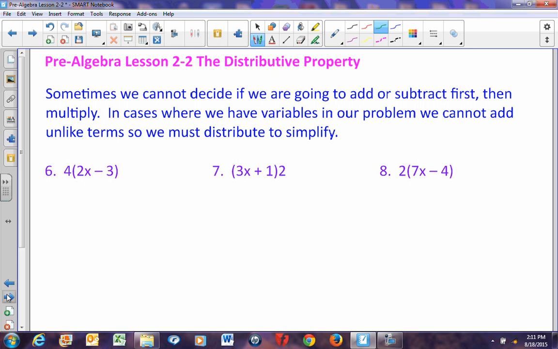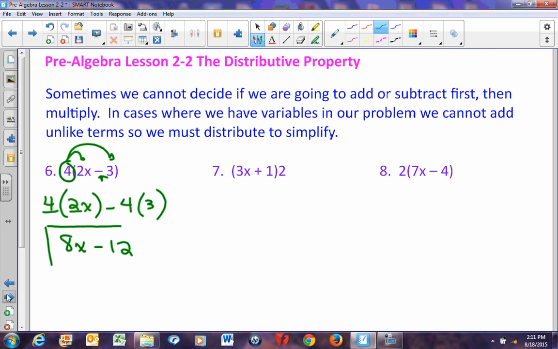Since they're not like terms, I can't subtract these, so I have to take this 4 and distribute it to everything within the parentheses. So that means 4 times 2x, keep this symbol, minus 4 times 3. That's exactly what this means. Right? So I'm simply going to multiply these together. 4 times 2 is 8, tack on my little x. 4 times 3 is 12. I can't subtract 12 from 8x because they're not like terms. In order to subtract them or add them, they would both have to have an x.